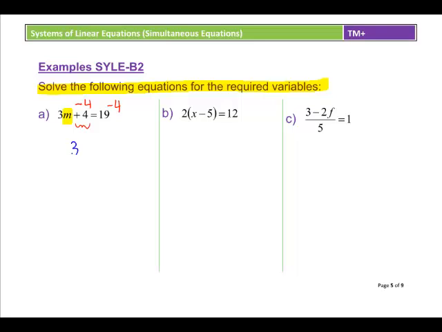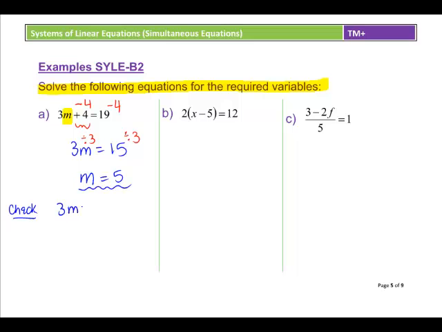So my next line is 3m plus 4 take 4 is 0, so it's gone, equals 19 minus 4 is 15. Now m is being multiplied by 3, so the opposite is to divide by 3. So 3m divided by 3 gives me m, equals 15 divided by 3 is 5. So that's my solution. Now we can check it.